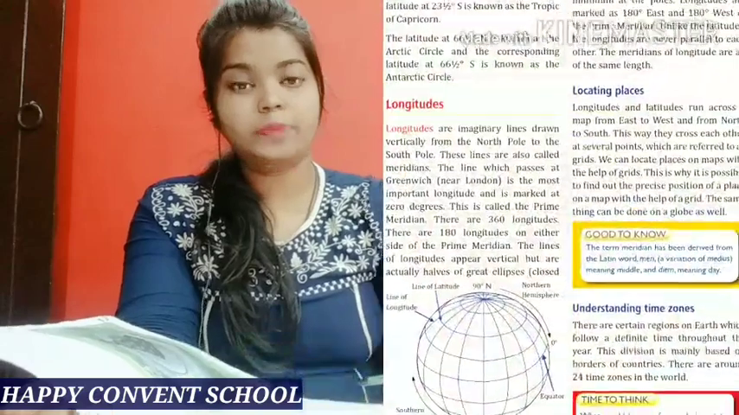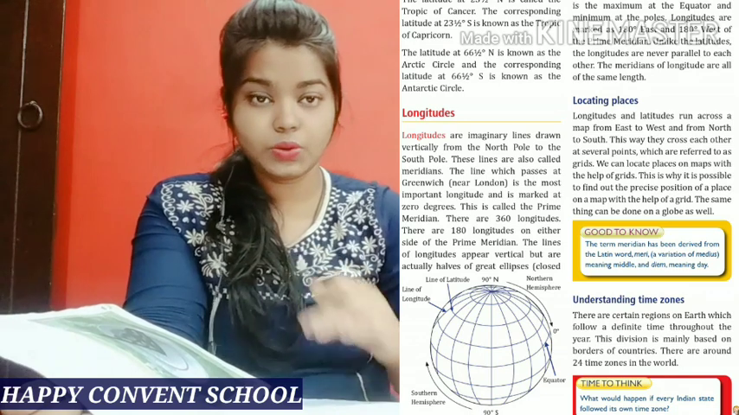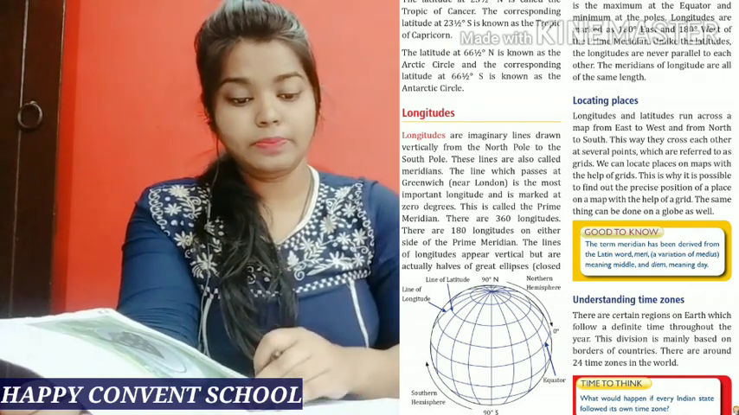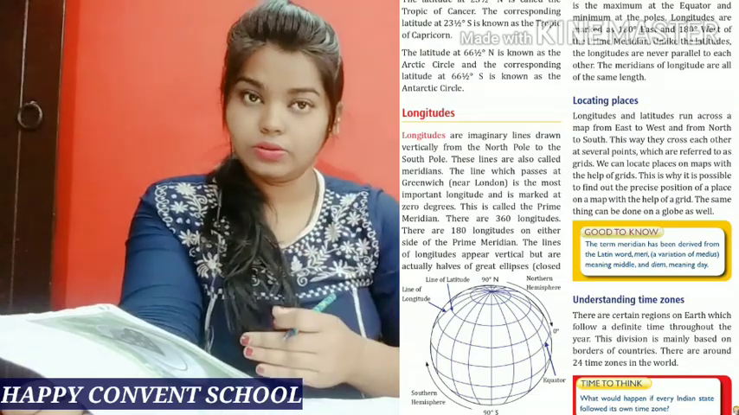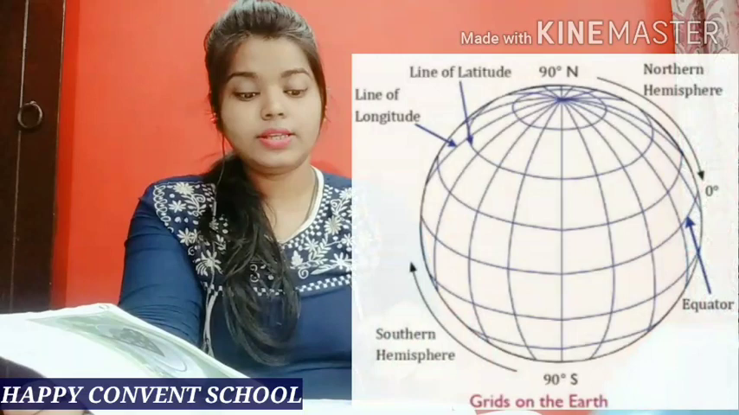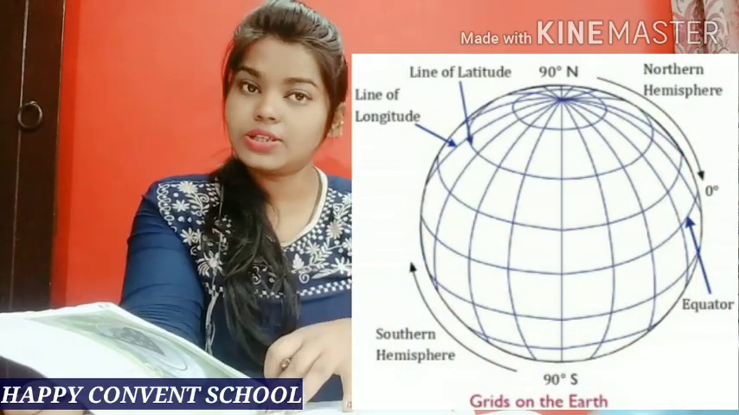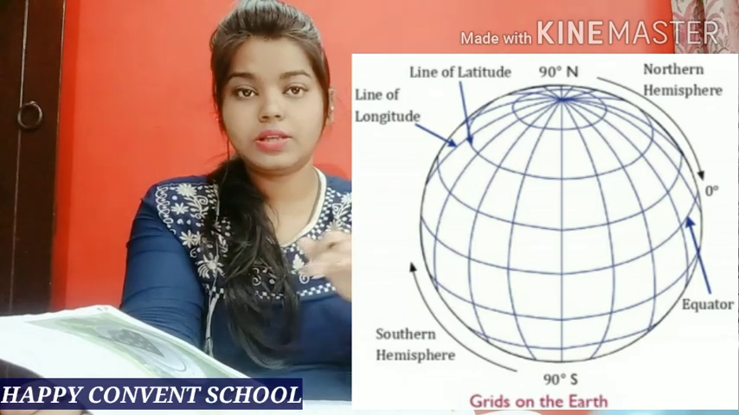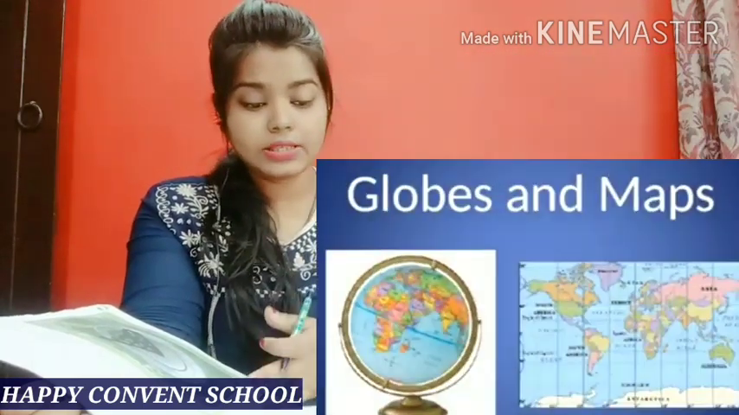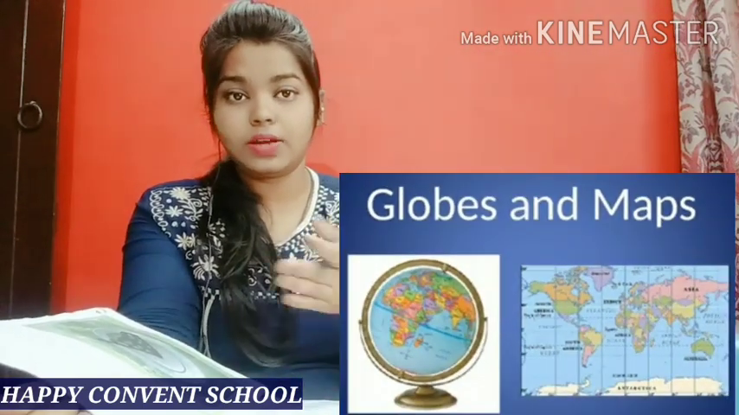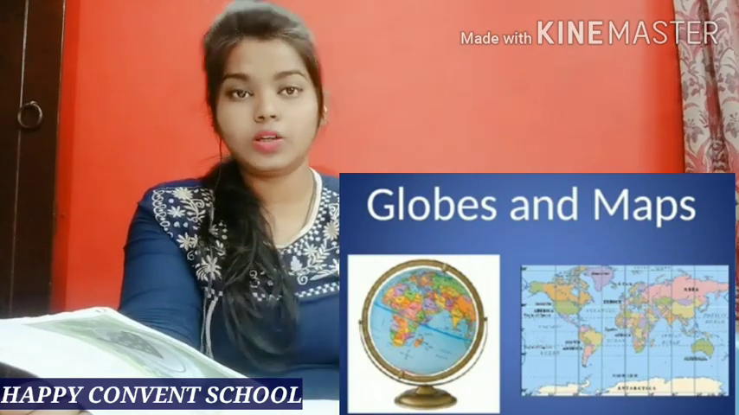So our next topic is locating places. Longitudes and latitudes run across a map from east to west and from north to south. We all know this, right? So this way they cross each other at several points. This crisscross pattern is called what? Grid. Okay, and this grid not only helps us to locate a place on a map, but also helps us to locate a place on a globe.